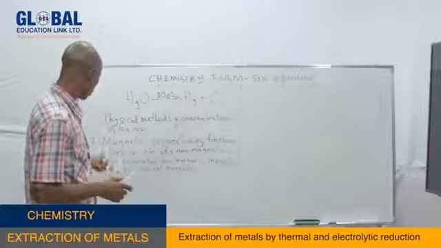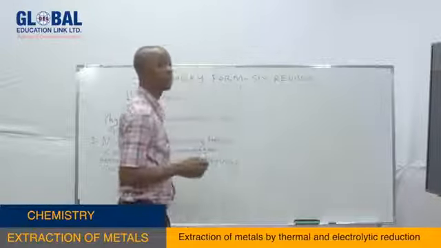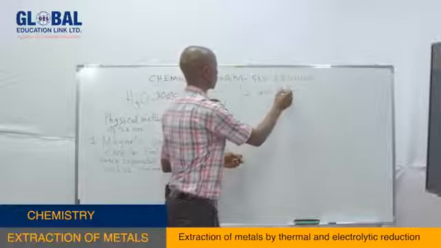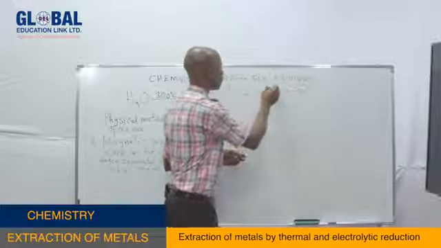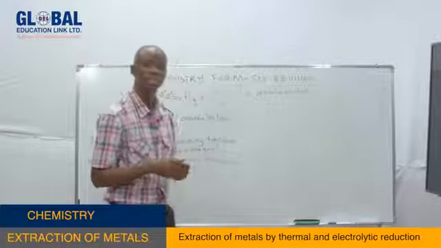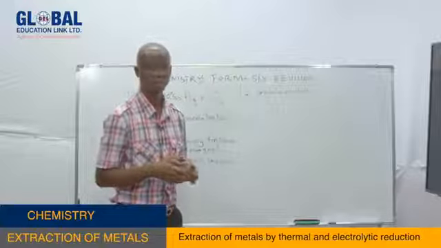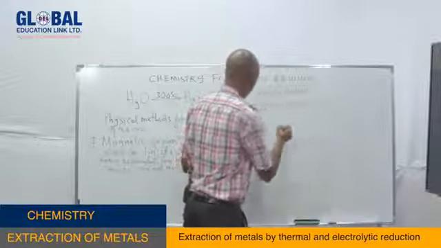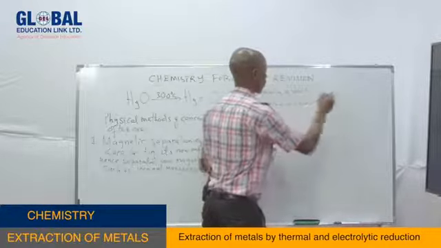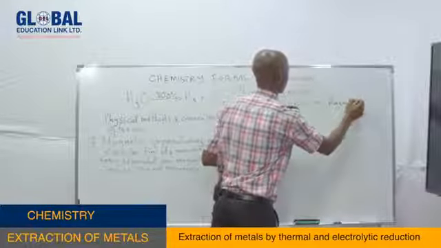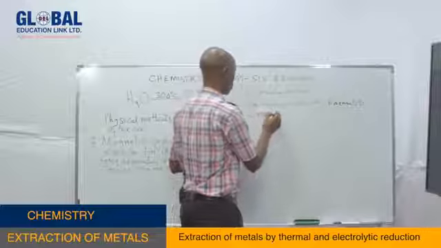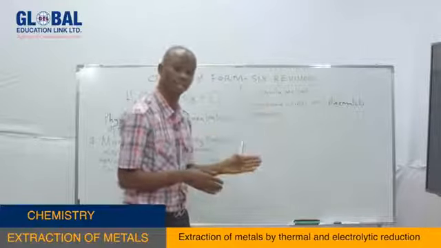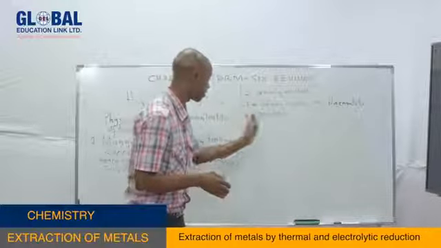It is important. Now the second one, we have also the gravity method. This gravity method is used especially for heavy oxide ores like iron ore. We can remove the sand impurities and other earth impurities associated with this one by the gravity method.